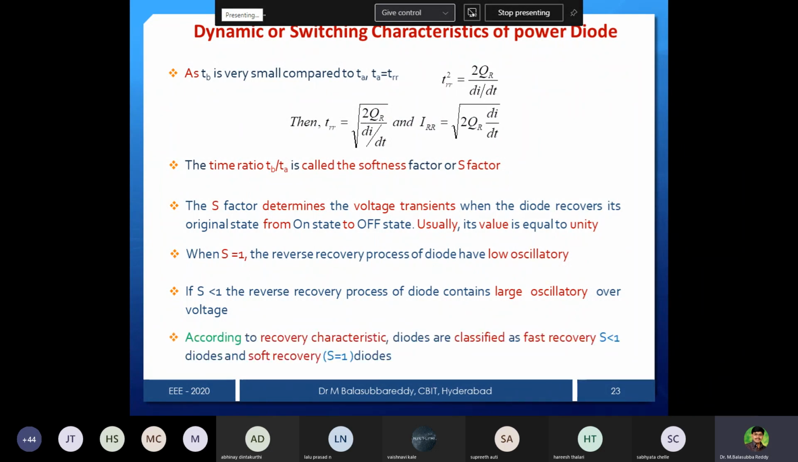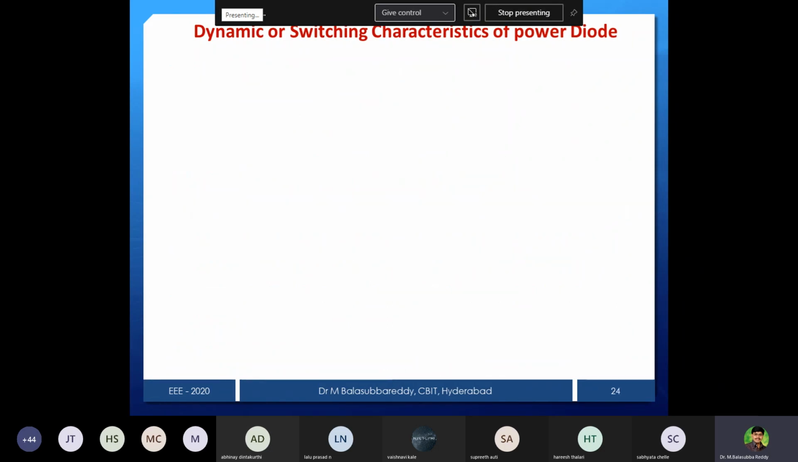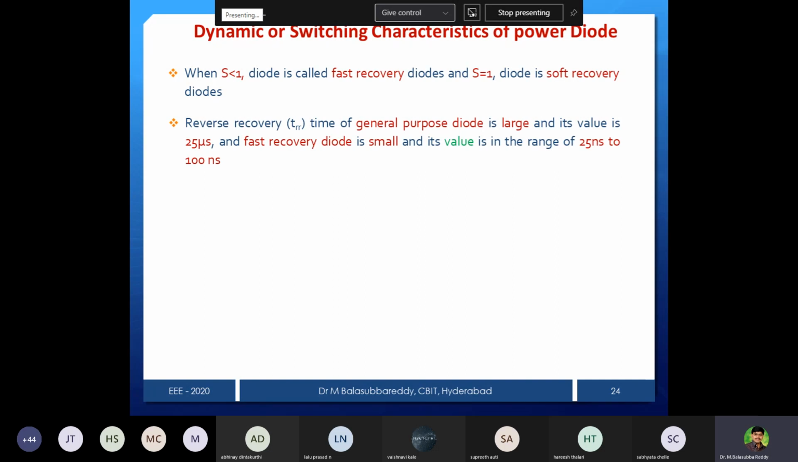According to the reverse recovery characteristics, diodes are classified as fast recovery and soft recovery diodes. Based on the S value, fast recovery means S is less than 1, and soft recovery means S is equal to 1. So when S is less than 1, the diode is called a fast recovery diode, and when it is equal to 1, it is a soft recovery diode.